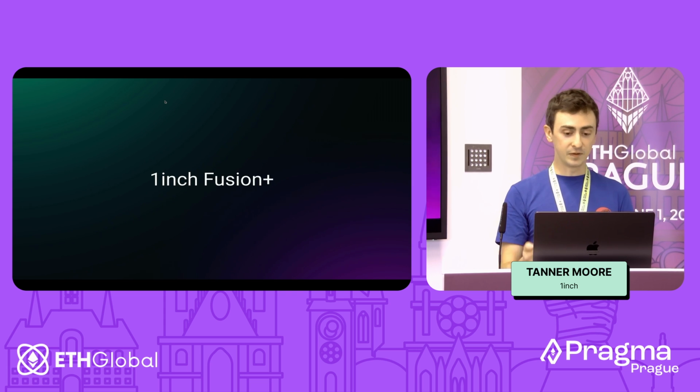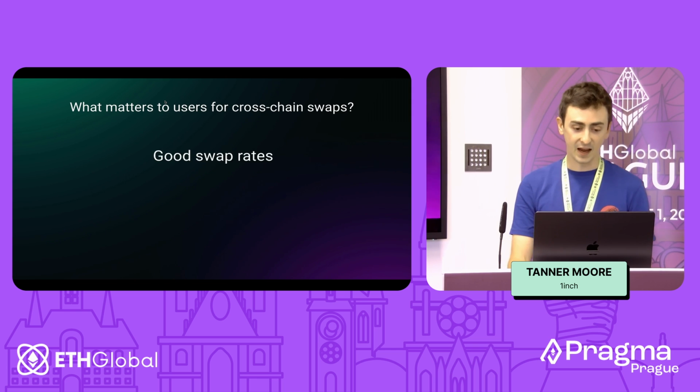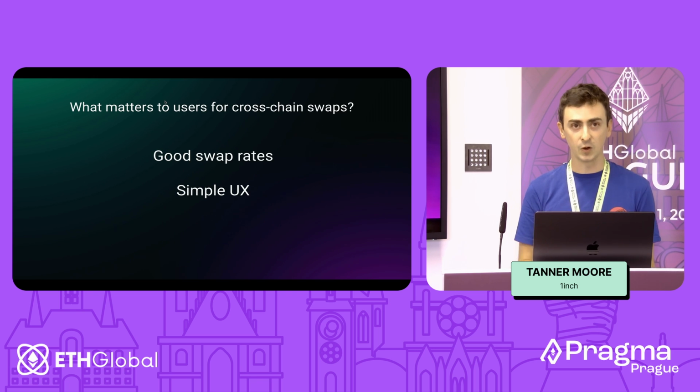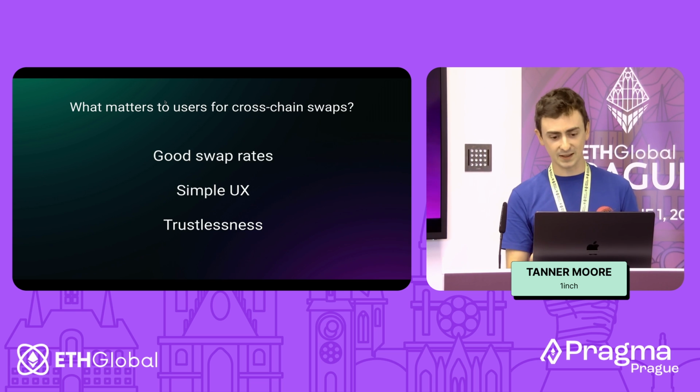And now we can jump into Fusion Plus. The reason we called it Fusion Plus is because it was just the next evolution of the Fusion system that we had already built. So we asked ourselves, what matters for users with cross-chain swaps? One of those is just good swap rates, right? You want to make sure that there's a financial reason to be choosing us over our competitors. Another one's simple UX. You want something that's simple for the user to use and not this complicated thing that needs a tutorial. And trustlessness. Maybe users don't care that much about trustlessness, but that's just what 1inch has done so far: we always try to make the most permissionless systems we can. So this was very important when we were designing the system we used for Fusion Plus.